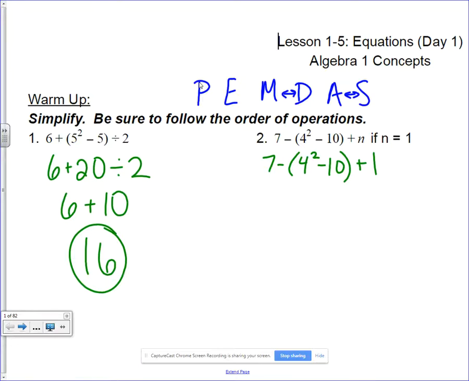All right, order of operations, what will you do first? Squared? What's 4 squared? Try again. 16, right? What is 16 minus 10? 6. Now, do I subtract or do I add first? I'm actually going to subtract first here because the subtraction comes first. So what's 7 minus 6 plus 1? Wonderful.